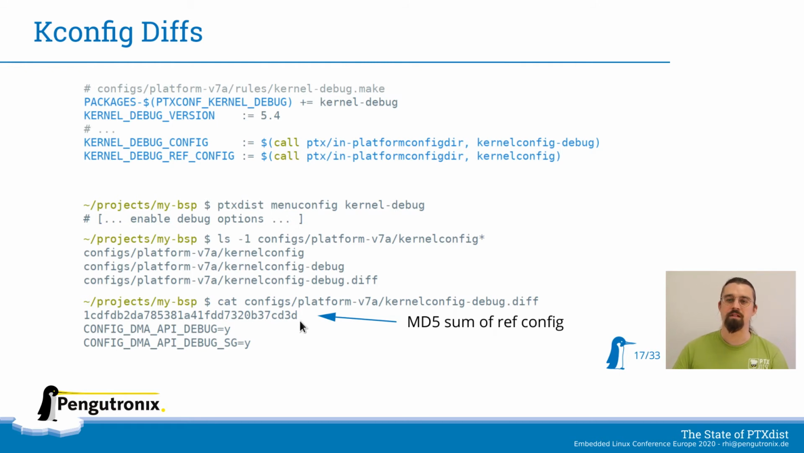And the first line is always the MD5 sum of the reference config, so in this case, the release config. So PTXdist always knows that when the release config has changed, it needs to recalculate the debug config from the diff. This has the implication that every time you update the release config, you also have to update the debug config, but this is just another PTXdist command.